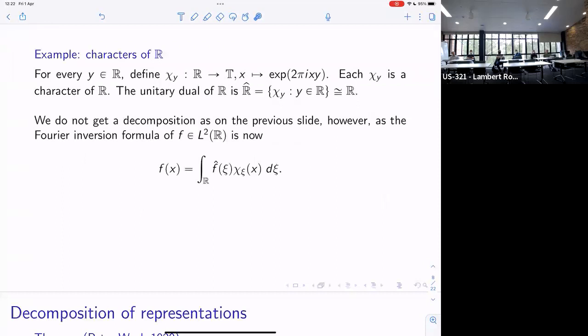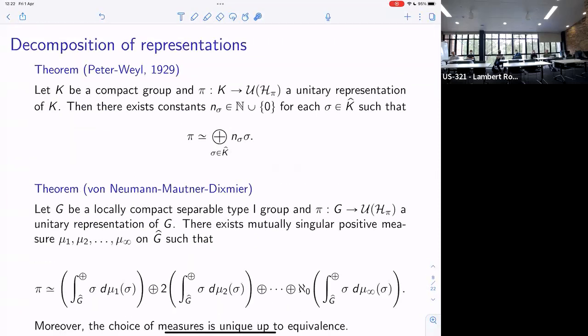And this motivates the following two results. It's a famous theorem called the Peter-Weyl theorem that every unitary representation of a compact group decomposes as a direct sum of irreducible unitary representations of that compact group, and the decomposition is unique up to unitary equivalence. And in some sense, the proof of this is basically analogous to what I said about the decomposition of the left regular representation on the torus.